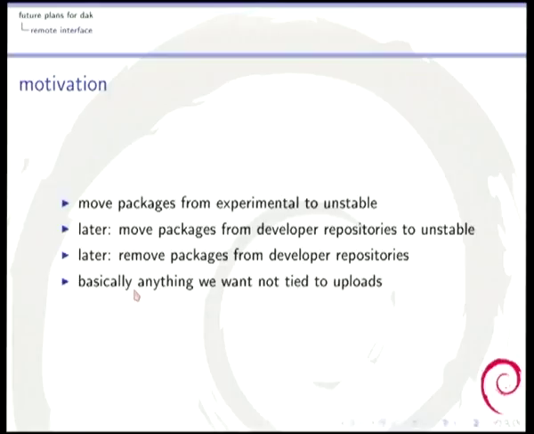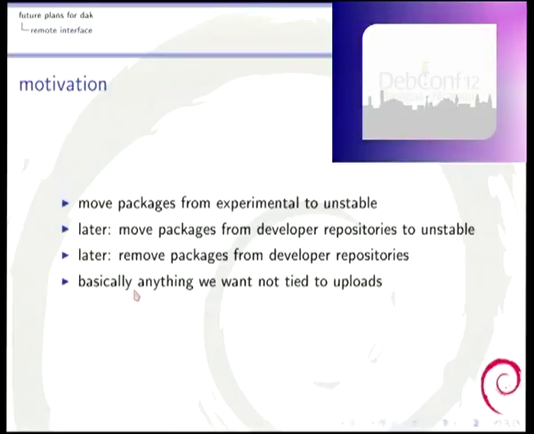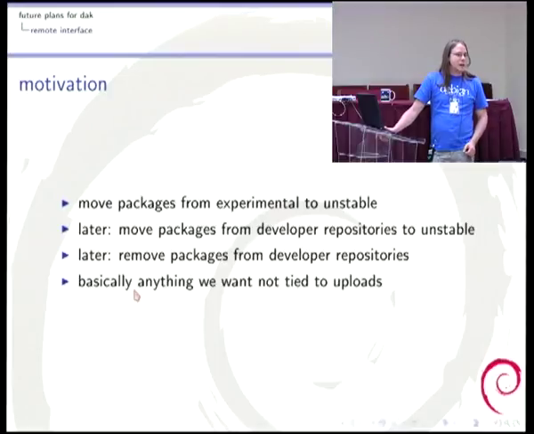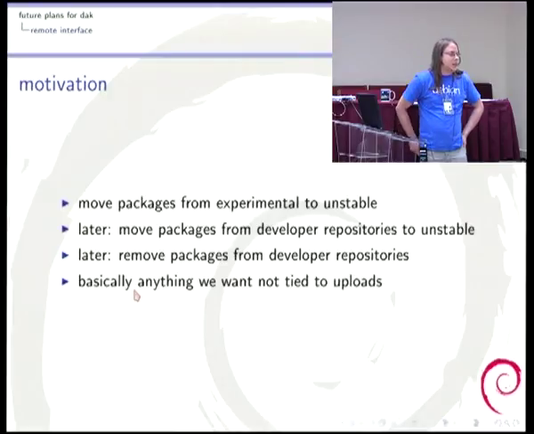Yeah, that's the second point, that we would then also like to allow moving packages from developer repositories to unstable. And as developer repositories are managed by the people who operate them, we could also allow removing packages from there without having to file a bug against ftp.debian.org. So basically that's one. And well, I have no other idea what we can do with this, but maybe other people have.